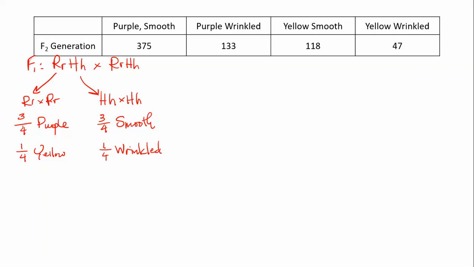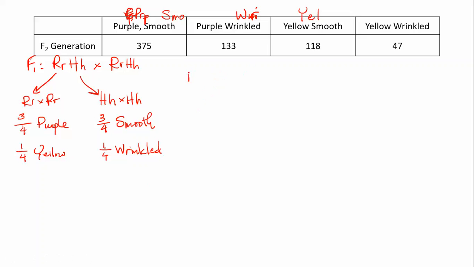And by the way, just to make my life easier, I'm going to write purple as PRP, smooth as SMO, wrinkled as WRI, and yellow as YEL, just because I've written this out a couple of times, and it's a lot of writing. So let's now look at our different possible combinations.